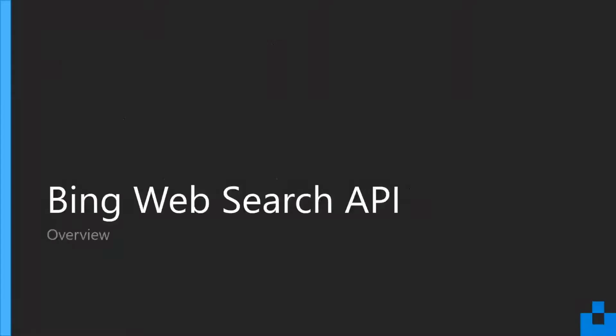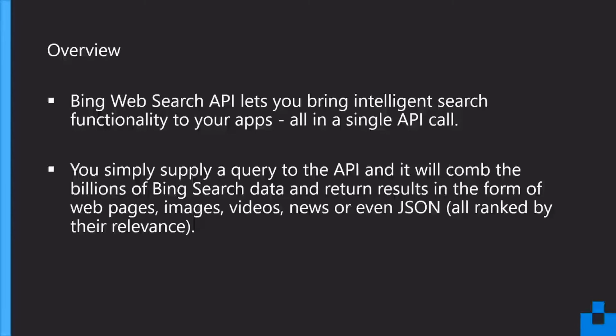The next one that we're going to look at is the Bing Web Search API. Now, what that is, it's effectively Bing in a box, right? And using this API endpoint, you can make a call to that API, and it will effectively run a search against Bing, and it'll bring back information that's in the form of web pages, images, videos, or news.